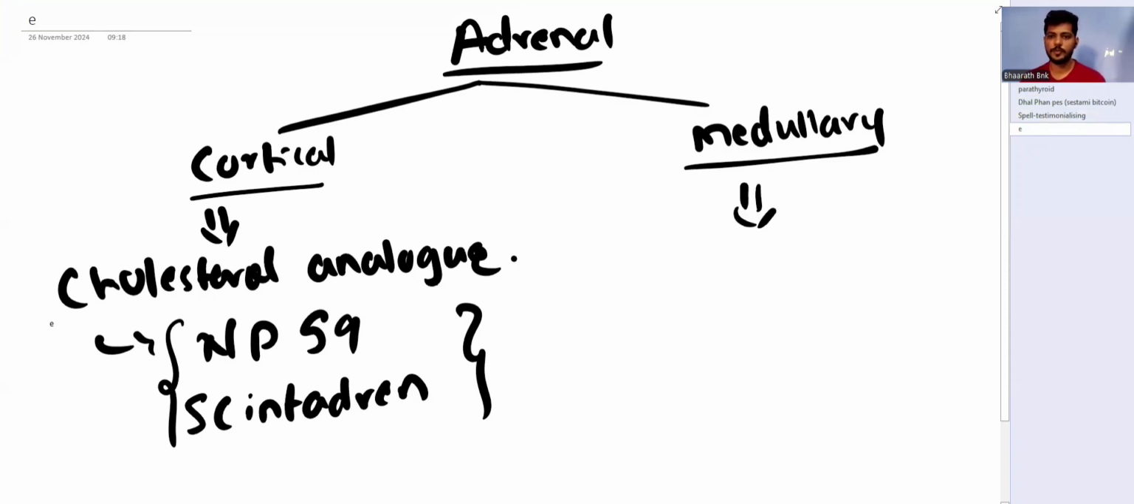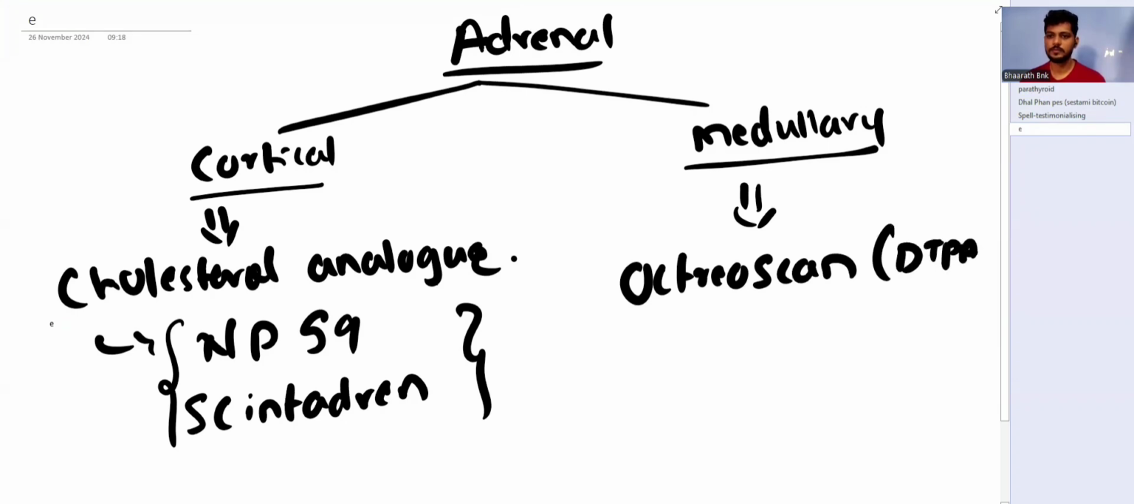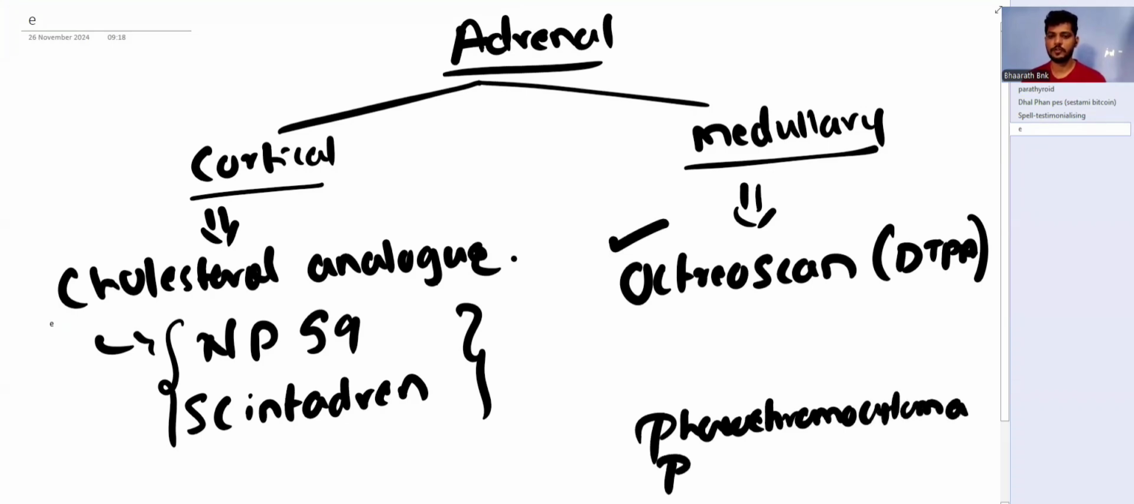For medullary tumors, the option that we have is an octreoscan, where DTPA is used. It is used for a case of pheochromocytoma, or for a case of paraganglioma and the neuroendocrine tumors. So it can be used for both cortical and medullary tumors.